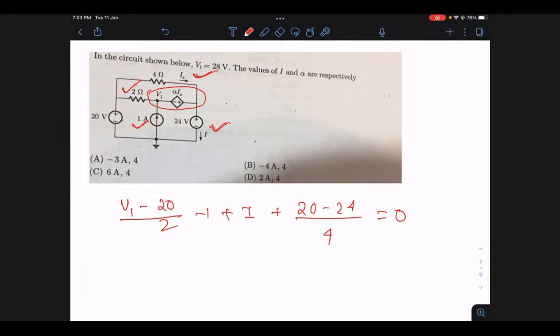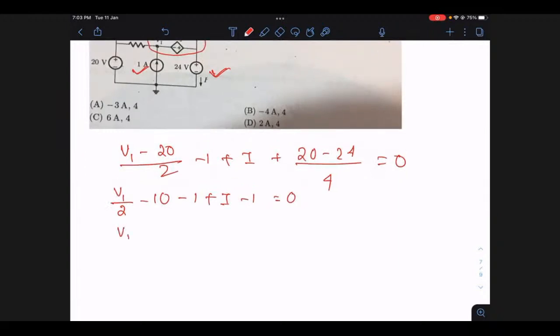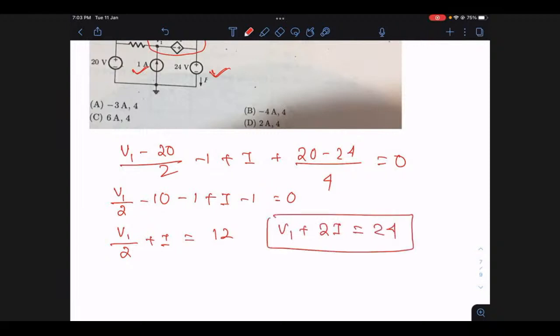Now if you simplify this, it is coming V1 minus 20 by 2, minus 10, minus 1 plus I. 20 minus 24 is minus 4. Minus 4 by 4 is minus 1, equals 0. So if you simplify this, it is coming V1 by 2 plus I is equal to 12, isn't it? Or you can say V1 plus 2I is equal to 24. So this is one equation we are getting, right?